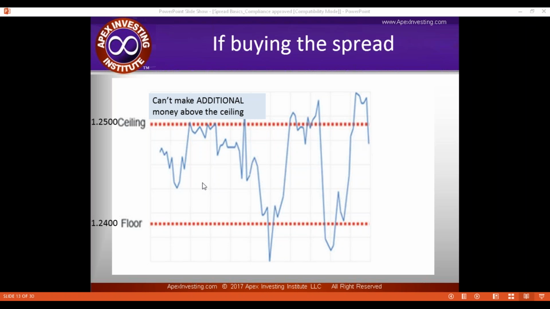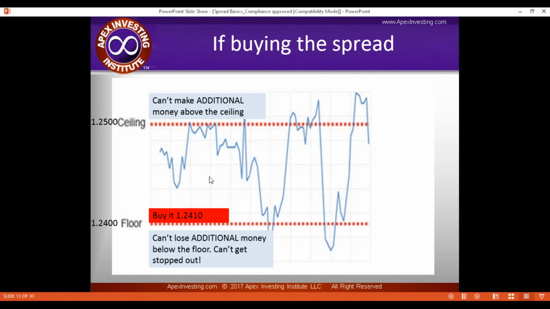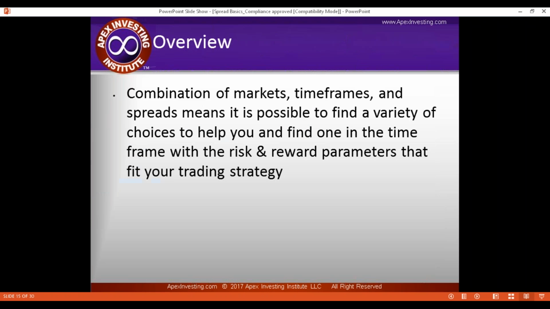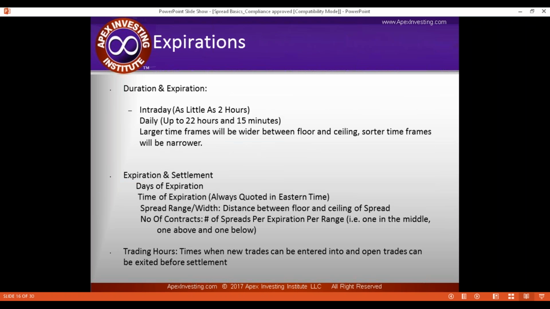Okay, so let's just move along here a little bit. I know I kind of went over that a lot, but you really have to get those basics there. Okay, so there are all kinds of different spread expirations. You've got intraday spreads that are as little as 2 hours. You've got dailies that are up to 22 hours and 15 minutes. Larger time frames will be wider between the floor and the ceiling. Shorter time frames will be narrower.